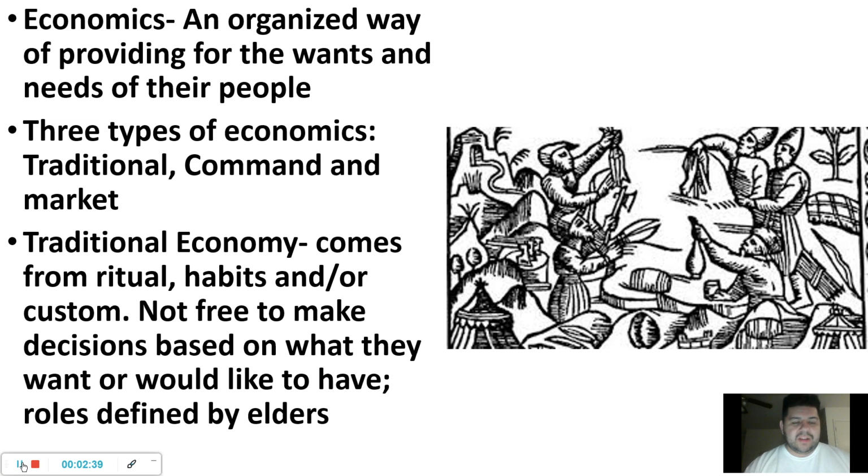Okay. Now, traditional economics is kind of like how it sounds, tradition. They come from ritual, habits, or customs. Basically, people are not free to make decisions based on what they want or what they would like to have. It's basically decided by those people who are older, who have lived their life, and they know the traditions and customs of their culture, their country, things like that.